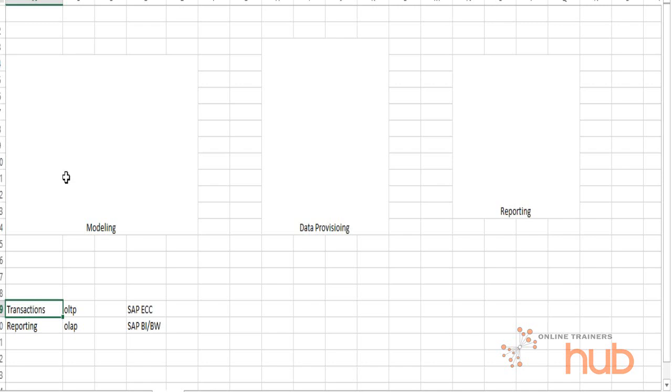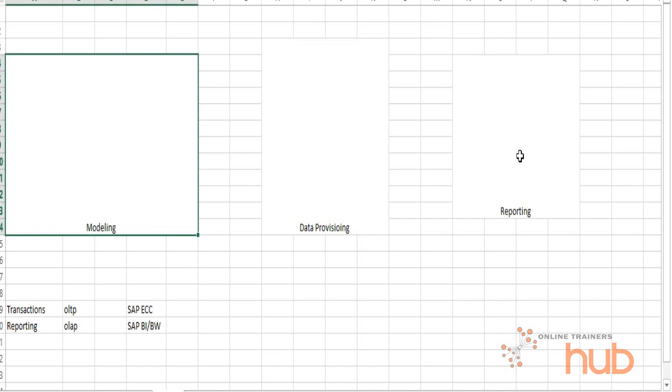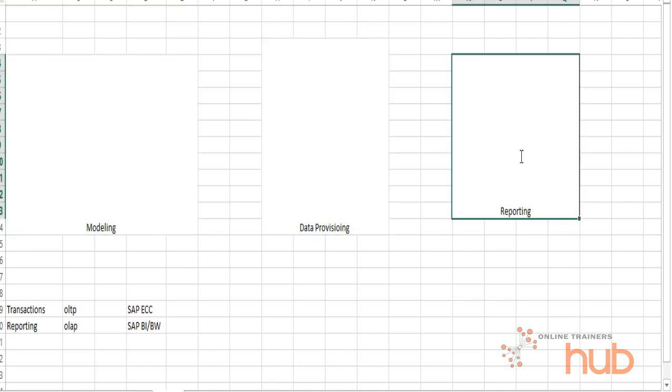Having said that, I told you that there are three types of activities that happen. One is modeling, second is data provisioning, and third is the reporting activity. Among these three activities, what is the first activity that we do? Obviously data modeling. Data modeling is the first activity that we need to do.